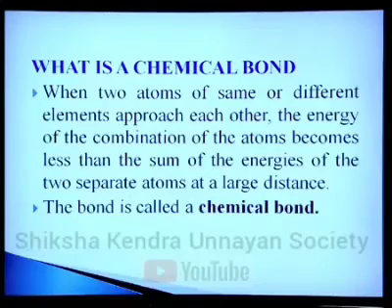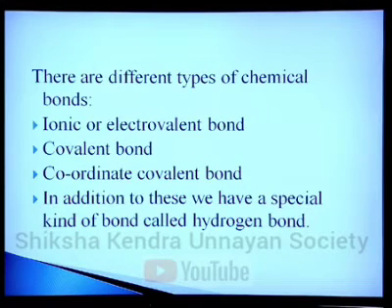Now the first question arises, what is a chemical bond? When two atoms of same or different elements approach each other, the energy of the combination of the two atoms becomes less than the sum of energies of the two separate atoms at a large distance. The bond is called a chemical bond. There are different types of chemical bonds such as ionic or electrovalent, covalent bond, coordinate covalent bond. In addition to these, we have a special kind of bond called hydrogen bond.